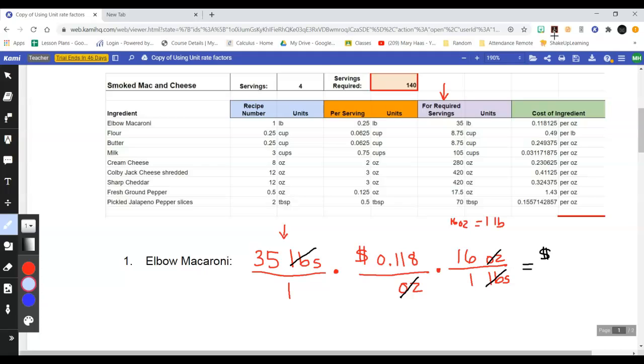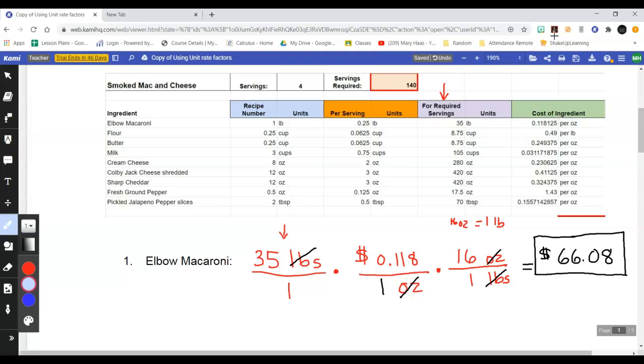And then if we look at the bottom of the fraction, in this case, there's nothing other than a 1, right? 1, 1, and this would be a 1. So basically my answer, because anything divided by 1 is itself, my cost for 35 pounds of elbow macaroni is going to be $66.08.